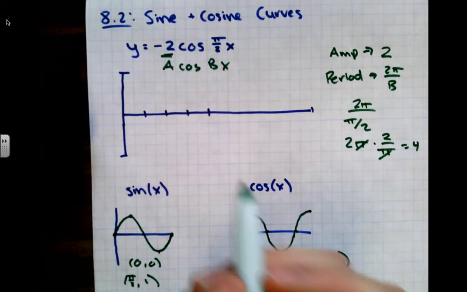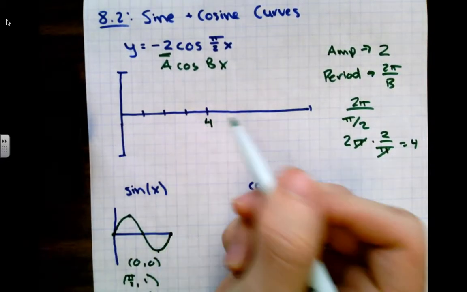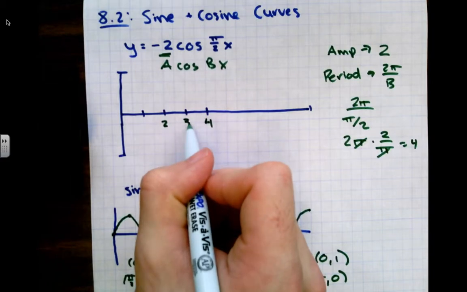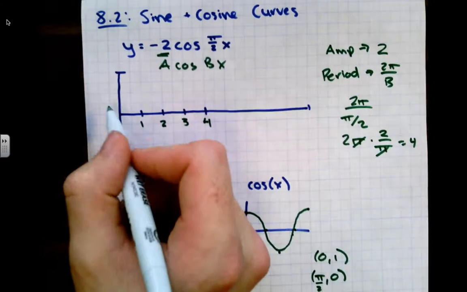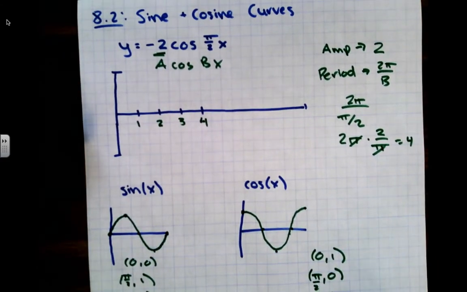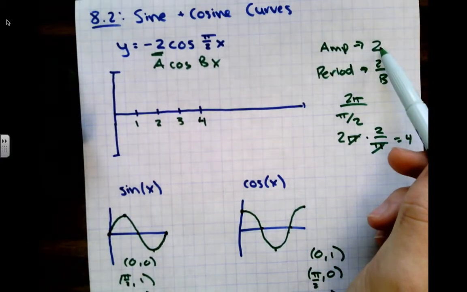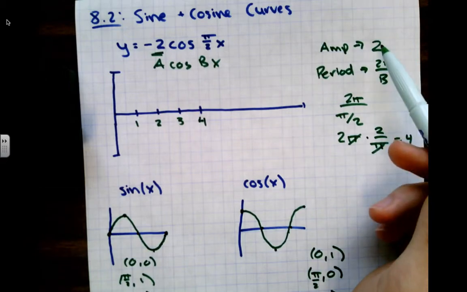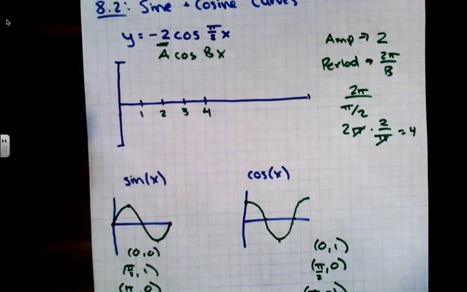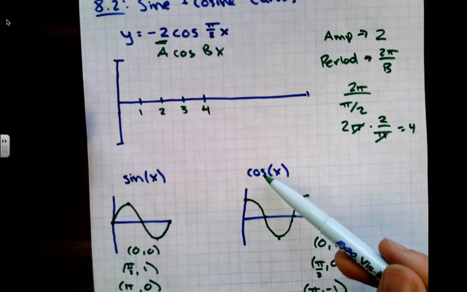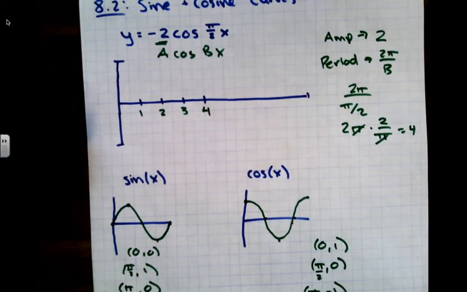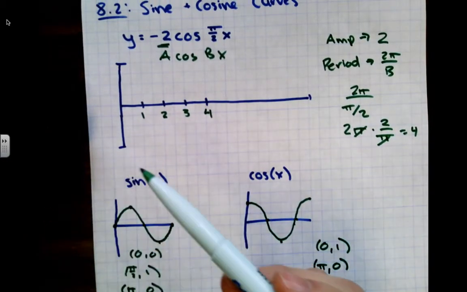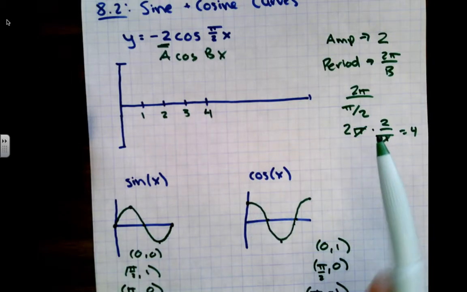So I'm going to go and I'm going to label those right now. I'm going to have 4, I would have 2, I would have 3, and I would have 1, with this being 0 here. Now, what I need to do is I need to figure out what the points are going to be. I know my amplitude is going to be 2. So that means maximums will be at a y value of 2, and minimums are going to be at a y value of -2. And basically what I have to look at is, alright, it's going to look just like this cosine curve.